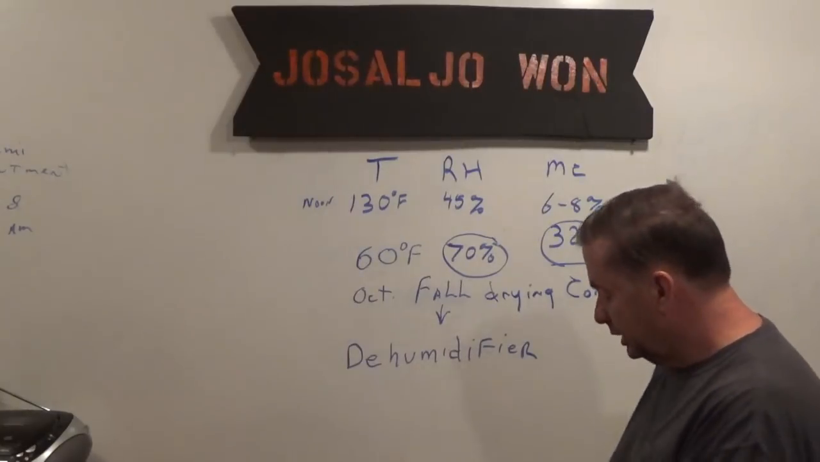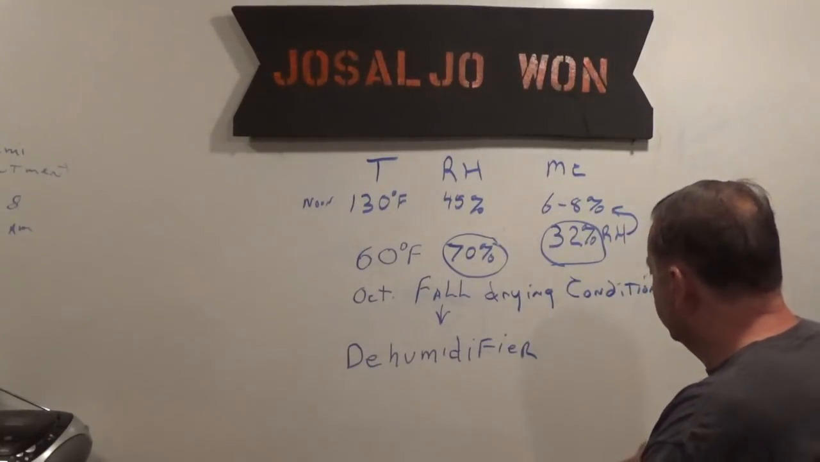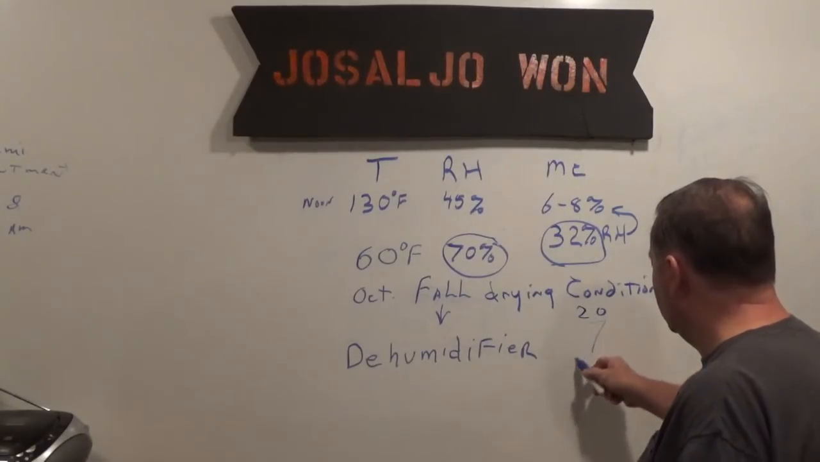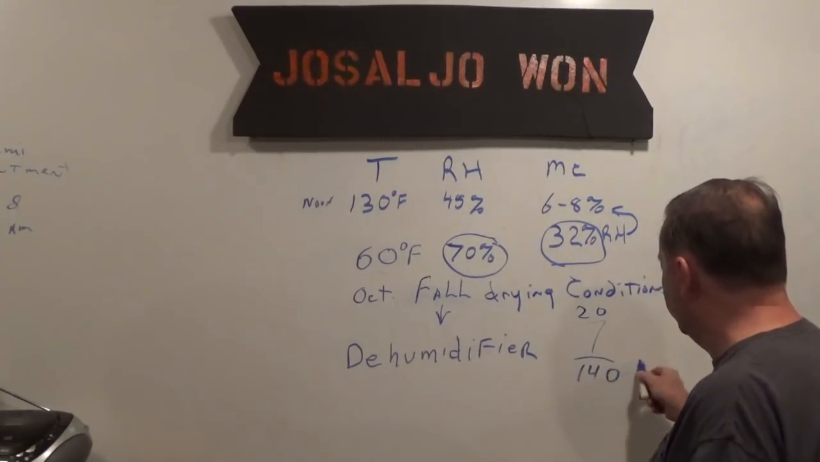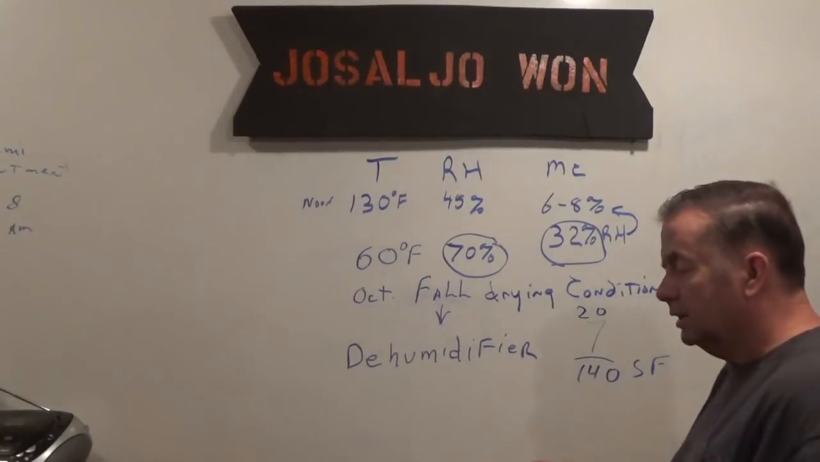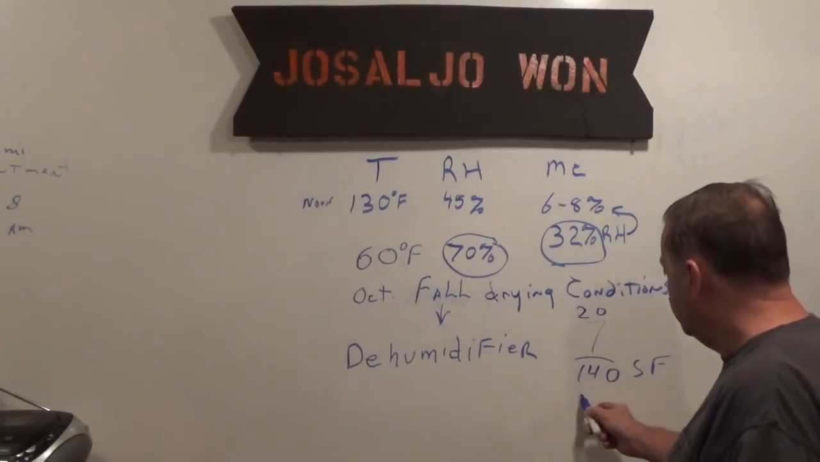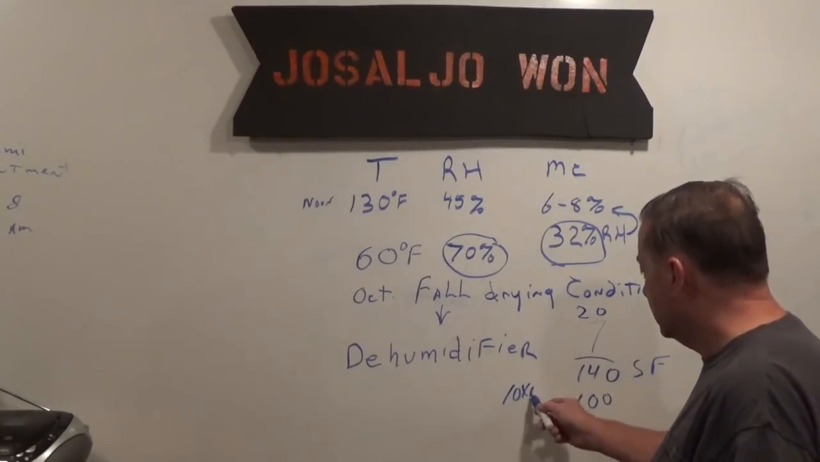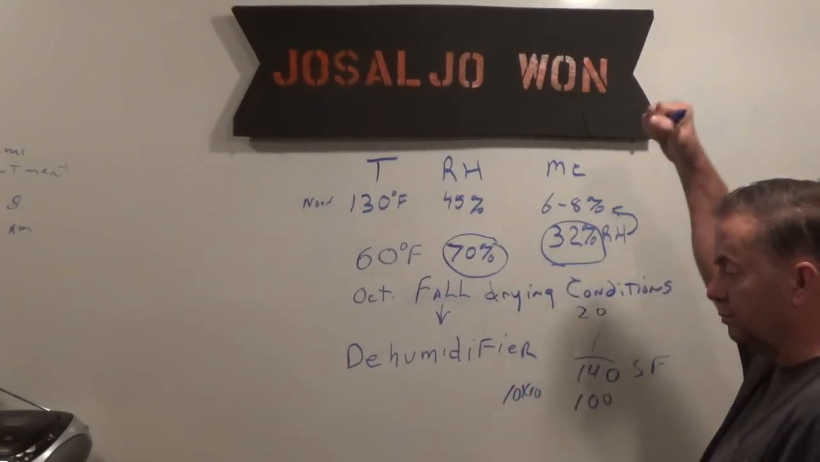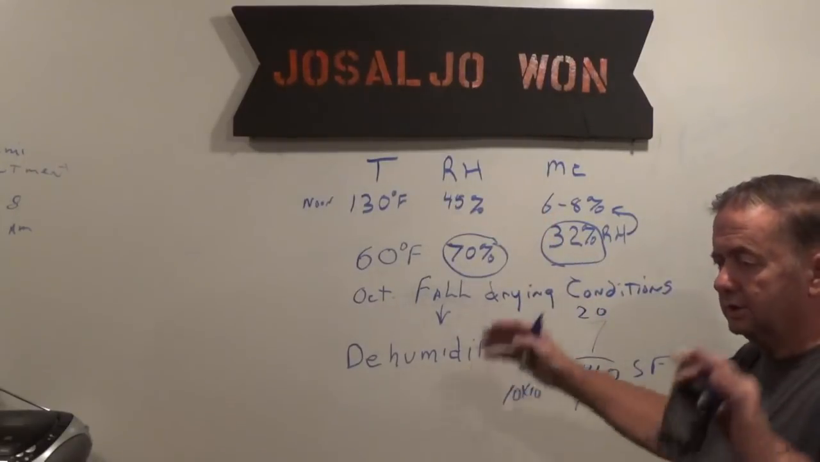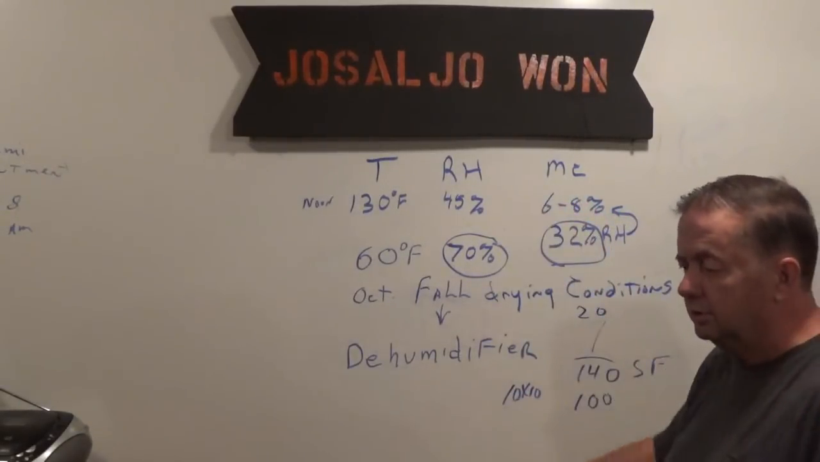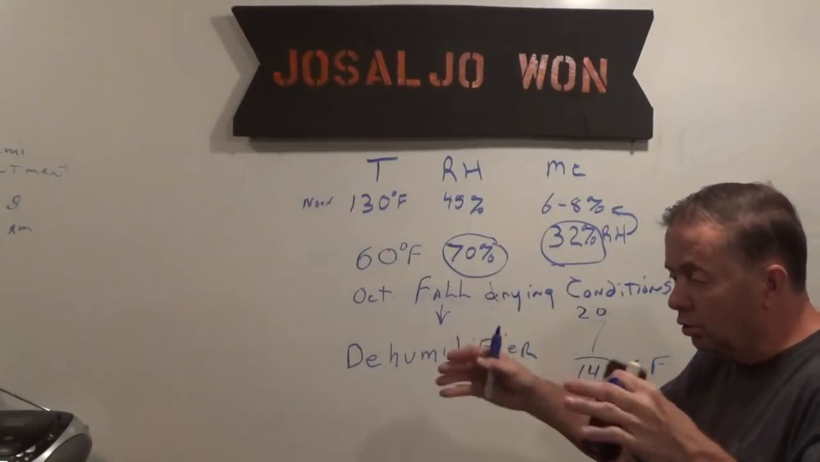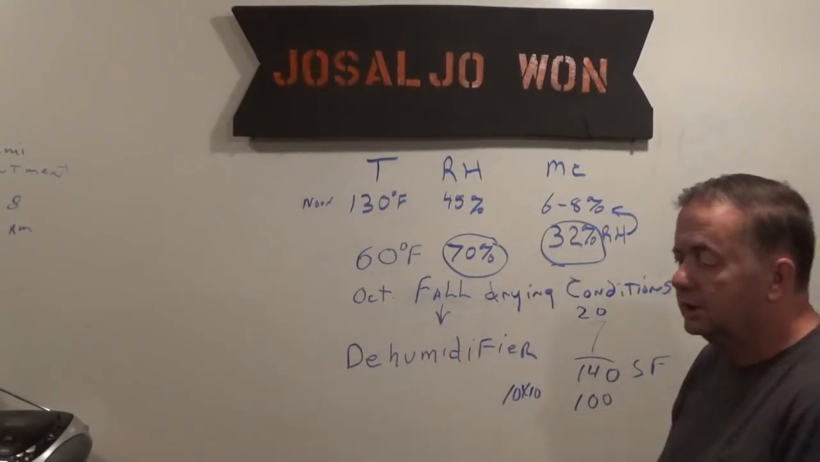It's 7 foot by 20 foot, so it's 140 square feet. But the door is 100 square feet. In other words, it's a 10 by 10 door that I open up. When I open that door, a 10 by 10 area is allowing moisture, sun, or cold, whatever, to go into that kiln.